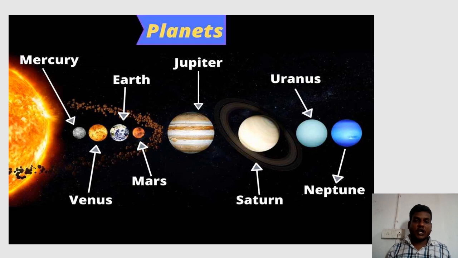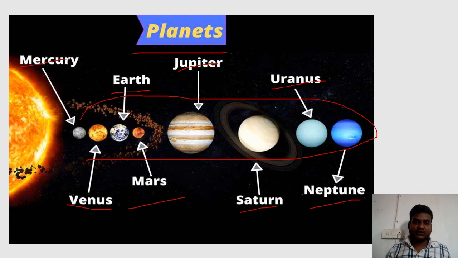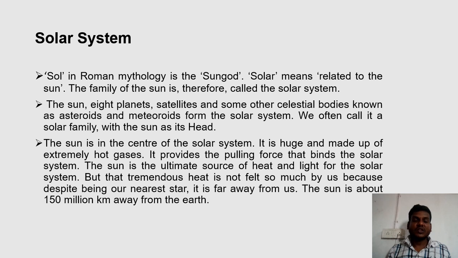What do you observe in these pictures? Yes, these are the planets: Mercury, Venus, Earth, Mars, Jupiter, Saturn, Uranus, Neptune. These are our solar planets. Here is the solar system.